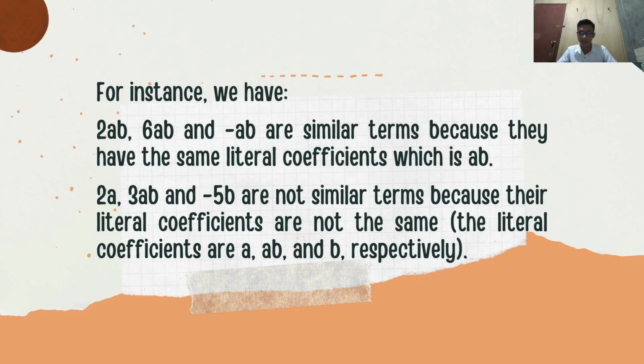Now, 2a, 3ab, and negative 5b are not similar terms because their literal coefficients are not the same. Why is that so? The literal coefficients are a, ab, and b, respectively. So they have no same terms. It's because of their literal coefficients. I hope you got it.